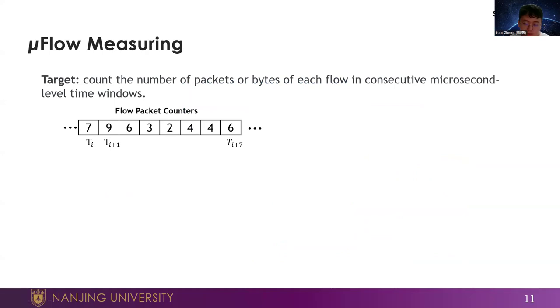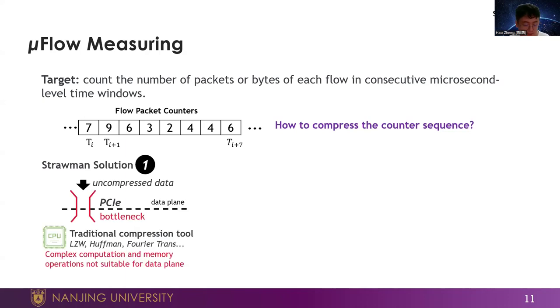Here are some details of the microsecond-level flow measurement. Review the target. We need to count the number of packets or bytes of each flow in consecutive time windows. The key question is how to compress the counter sequence to reduce the memory or bandwidth costs. We can consider two strawman solutions. The first is to use traditional compression tools. However, these tools often require complex computation and memory operations that are not suitable for data plane implementation. So we first need to transfer the uncompressed data to the control plane through PCIe channels, which is unacceptable since the data volume is large.